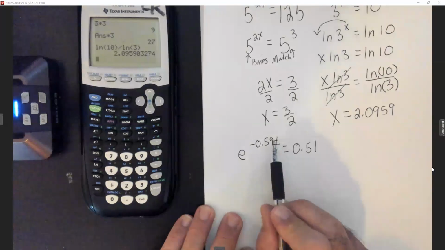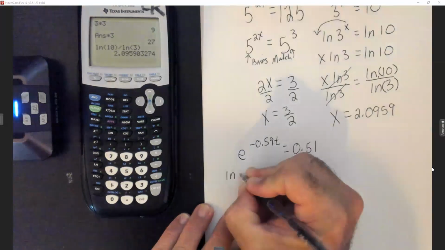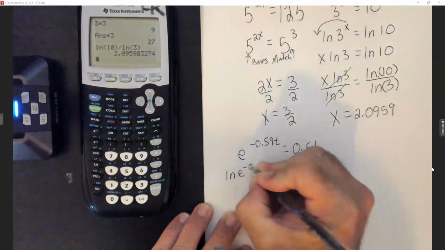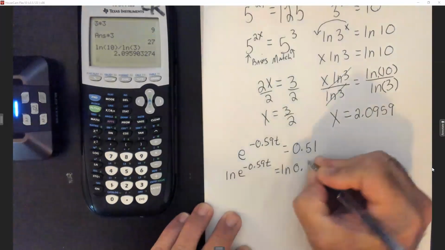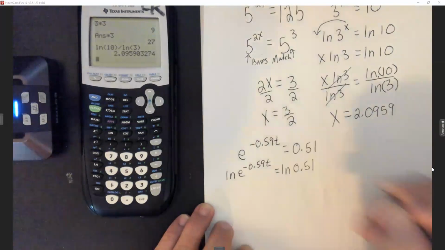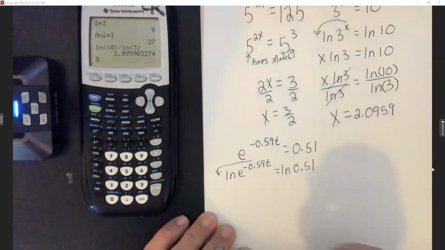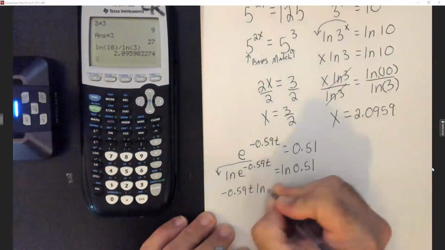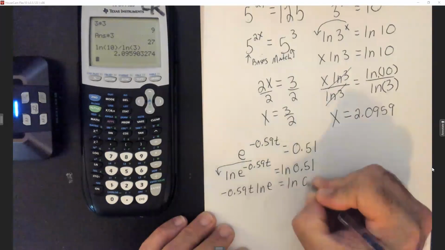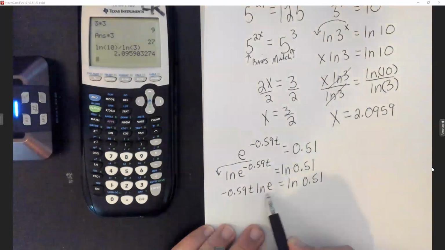And to bring the exponents down like I did here, we got to take the ln of both sides. So the ln of E to the negative 0.59t will equal the ln of 0.51. So what did that do? That brought this exponent down to the front so that you get a negative 0.59t times ln of E equals ln 0.51. Now, y'all, I would be tempted to divide this ln of E out of both sides, but watch this.